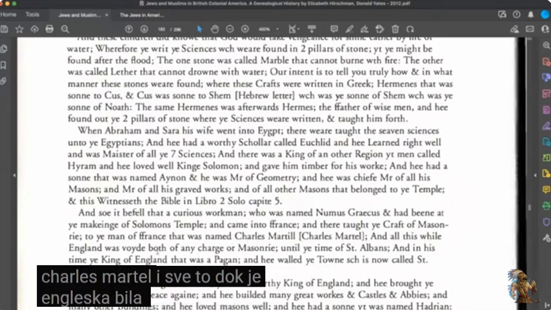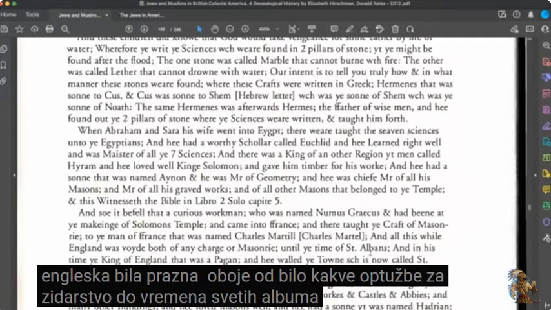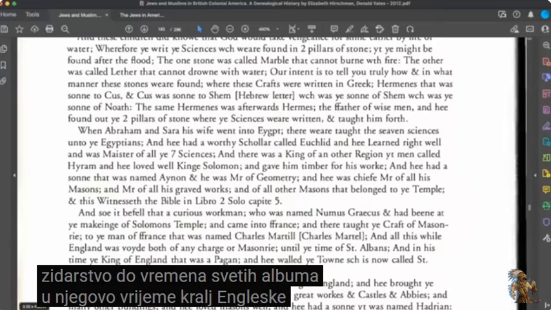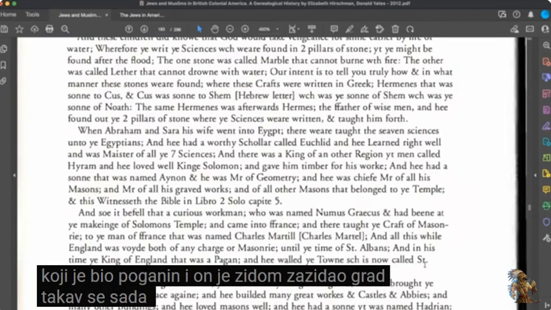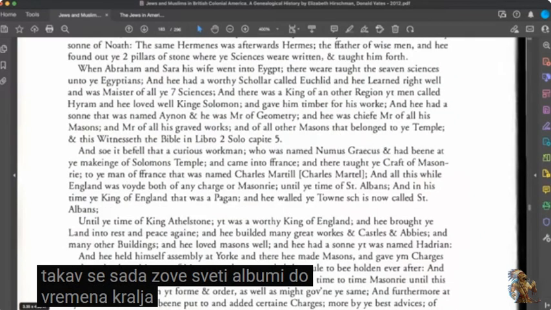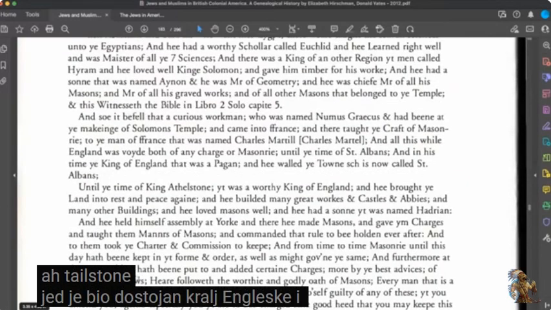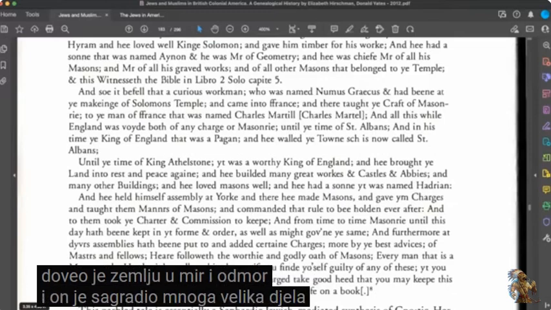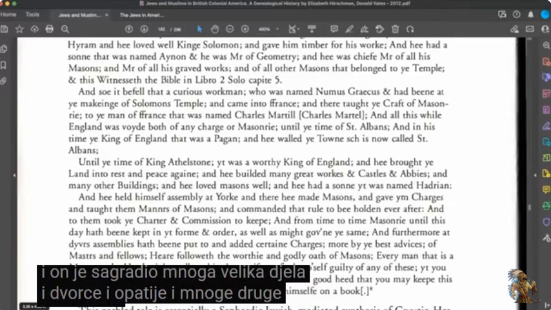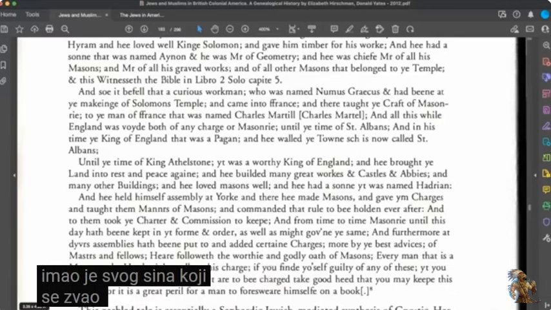And all this while England was void both of any charge of masonry until the time of St. Albans. And in his time, the King of England, that was a pagan, walled the town, such as is now called St. Albans, until the time of King Athelstan. He was a worthy king of England, and he brought the land into rest and peace again. And he built many great works and castles and abbeys and many other buildings. And he loved masons well. And he had a son that was named Hadrian. And he held an assembly at York.